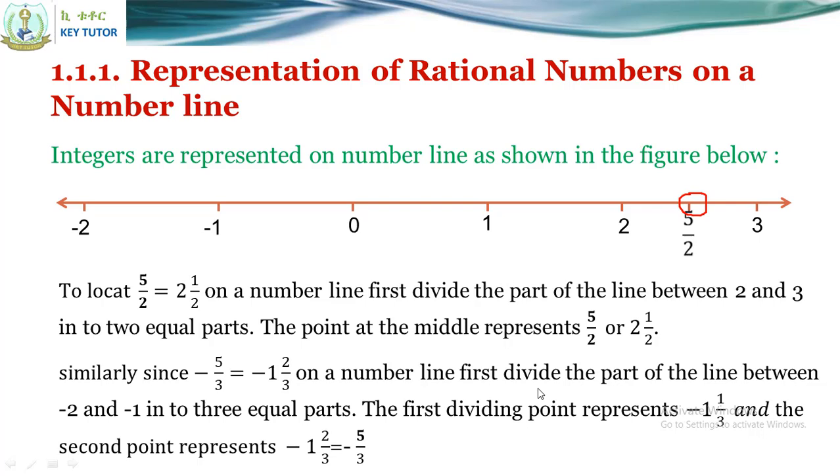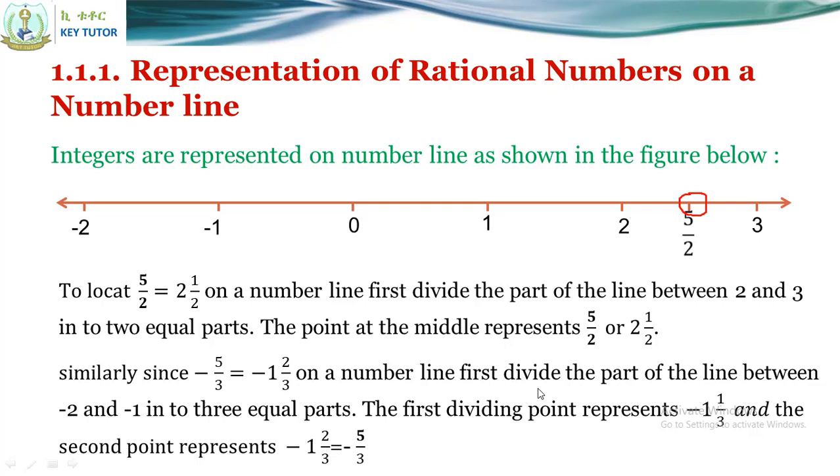Now let's take another number, for example, negative 5 over 3. Negative 5 over 3, when it is written in a mixed fraction form, is negative 1 and 2/3. Observe that this number, negative 1 and 2/3, is between negative 1 and negative 2, or simply between negative 2 and negative 1, and it is 2/3 of the unit between negative 1 and negative 2.